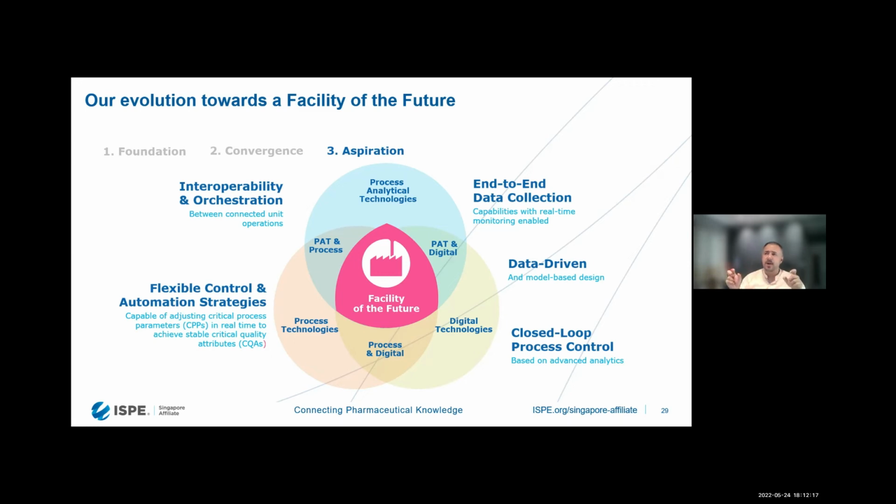And again, there are the other subparts of it, which can be interoperability and orchestration, flexible control and automation strategies to have data-driven decisions, and then of course end-to-end data collection, closed loop process control. So all of these actually, if you think on all of these directions, I think that's where the digitization or the automation structure of your plant would move towards the facility of the future.